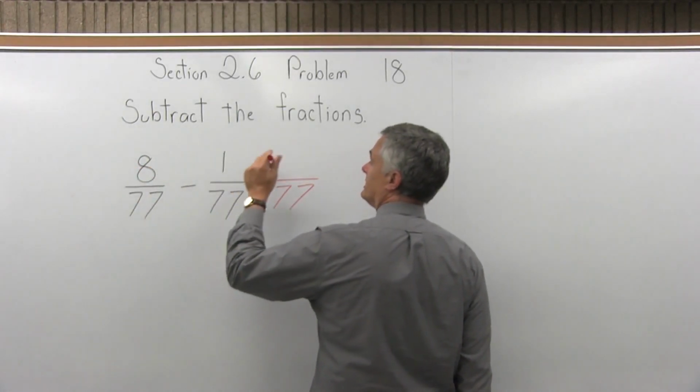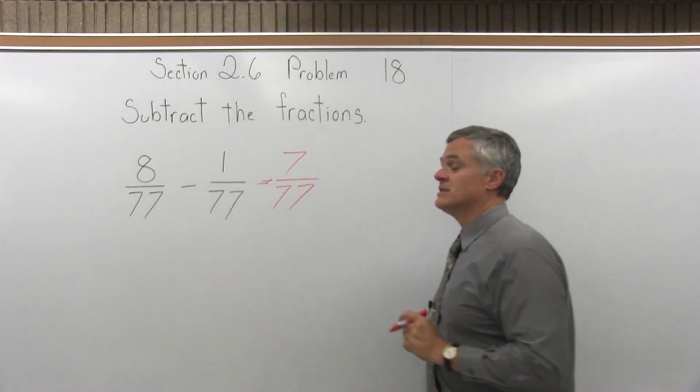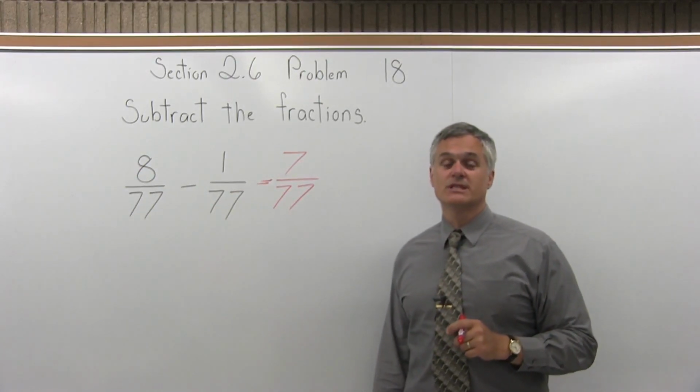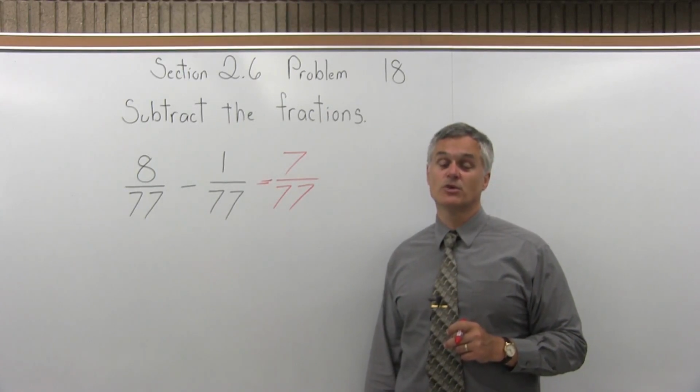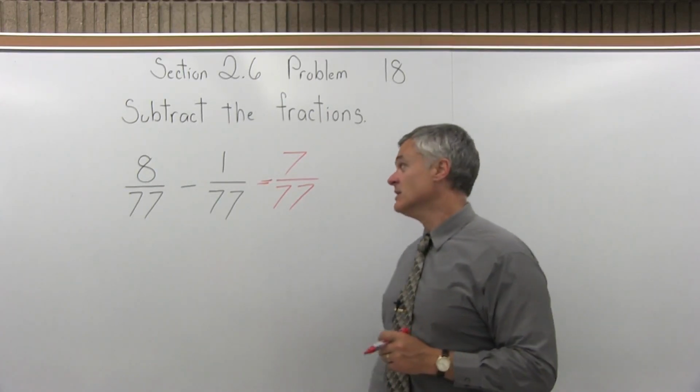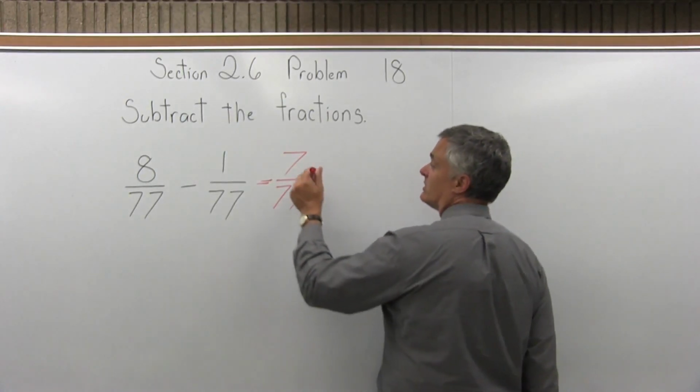8 minus 1 is 7. So a lot of 7s. So the answer is 7 over 77. But I can see that this will reduce pretty nicely for me. 7 divides into both the numerator and denominator evenly. So for the final answer, I should go ahead and do that reduction.